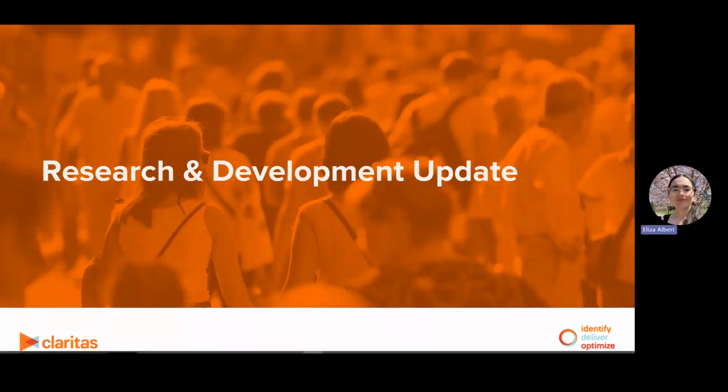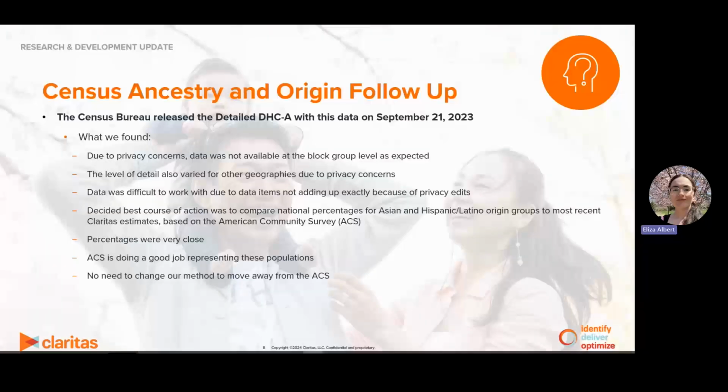And finally today, I wanted to just do a quick research and development update. So the first thing I wanted to do is follow up on the Census Ancestry and Origin data that we were talking about on last year's webinar, because the Census Bureau did indeed release the detailed DHC-A with this data on September 21st, 2023. So we researched this, and here's what we found.